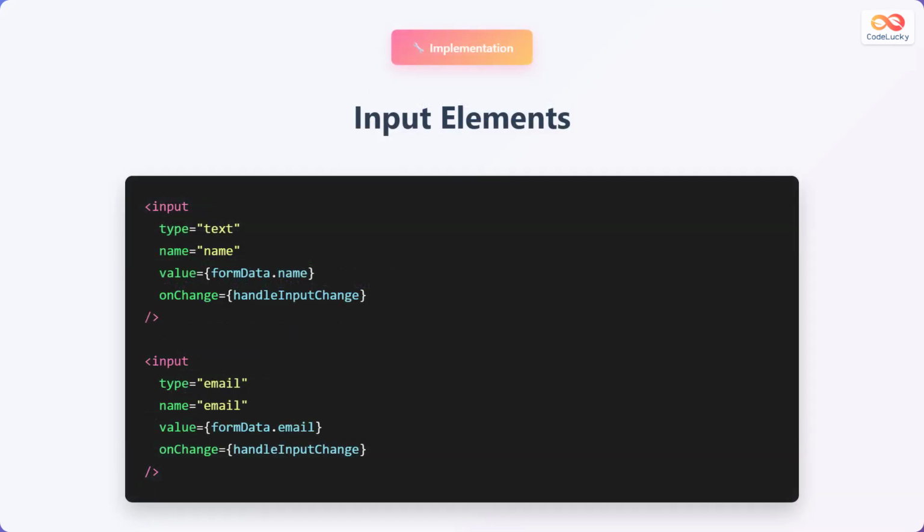Let's see how to connect our generic input handler to the input elements. Each input element has its value attribute bound to the corresponding property in the formData state, and its onChange event handler set to handleInputChange. When the input changes, the handleInputChange function is called and updates the formData state accordingly. For example, the name input is bound to formData.name, and the email input is bound to formData.email. This creates a two-way binding between the input fields and the state, ensuring that the form always reflects the latest data.